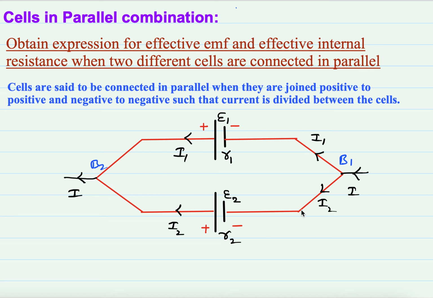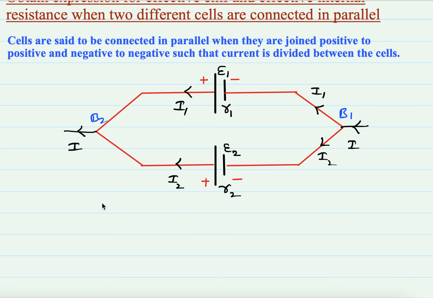Now, what is the total current in this combination? I1 current passes through the cell of EMF E1 and I2 current passes through the second cell of EMF E2. That means the total current in the circuit is I equal to I1 plus I2. Now in the parallel combination, the potential drop across each cell will be the same. The terminal potential across each cell will be the same.